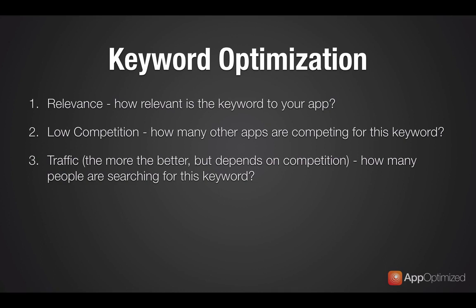The second thing is low competition. Like the Facebook example, if it's high competition and there are thousands of apps competing for that same term, you want to stay away from those, at least initially if you're first launching your app, because if you're ranked way down the list, no one's ever going to see you anyways. So you need to find terms that are low competition. And what that means is how many other apps are competing for this keyword.